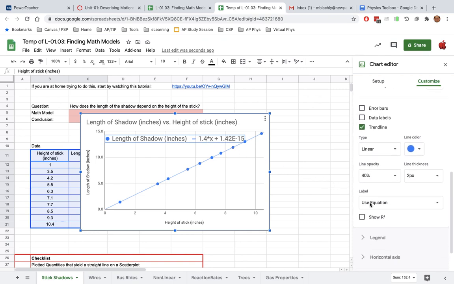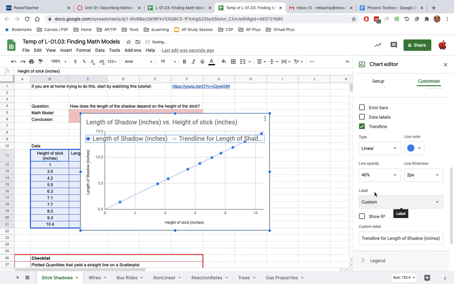So now over here on the right side, where it says Label for our trend line, we're going to go to Custom, and we're going to write a math model, a formula that explains the relationship. So math models look like this: y equals m times x plus b, and that's an equation, so it's equals. Now I need to change the variables. On my y-axis, I have the length of a shadow, so I'm going to use L for the length of a shadow. On the x-axis, instead of x, I'm going to use h because it is the height of the stick.